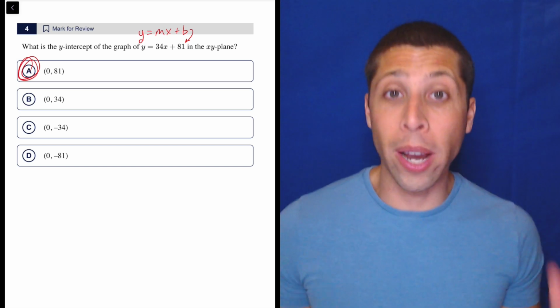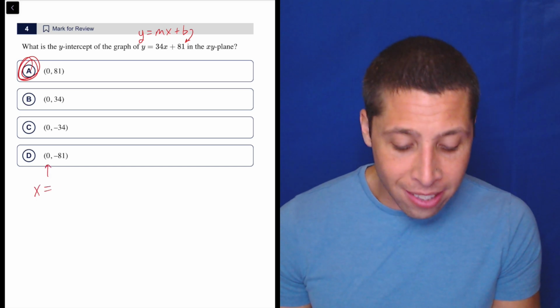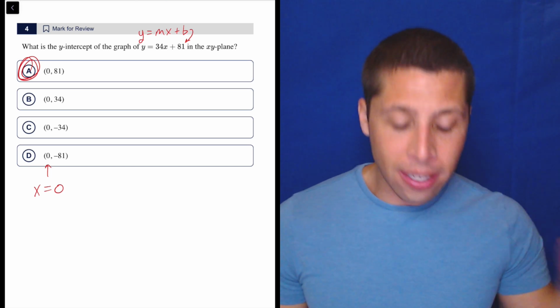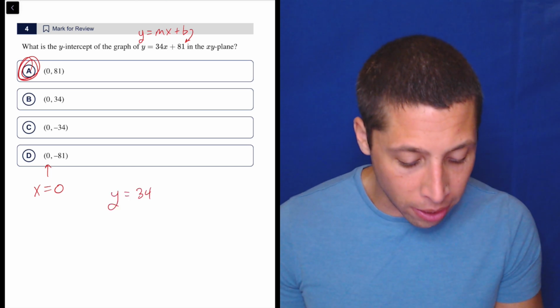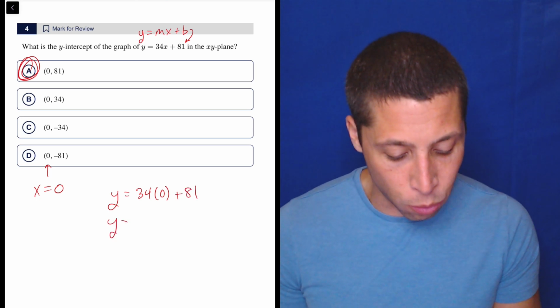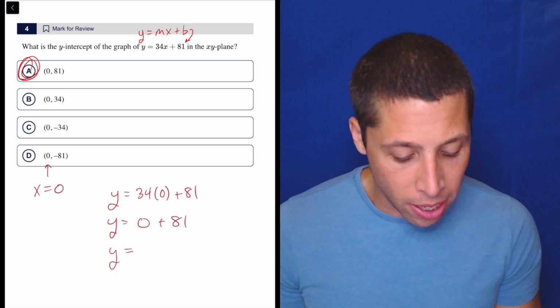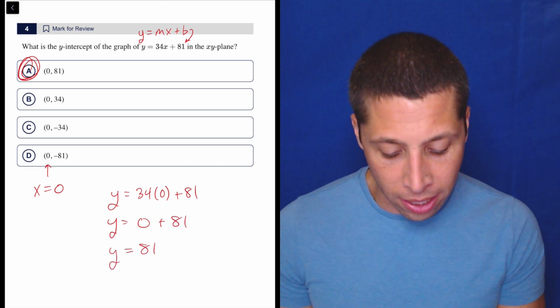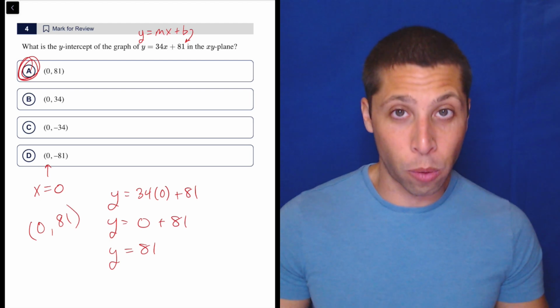So the foolproof way to always find a y-intercept is to recognize that x is going to be equal to 0. So anytime you want to find a y-intercept, take your equation, no matter how it's written, and plug in 0 for x and simplify it, right? So in this case, 35 times 0 is 0, 81 plus 0 is 81. So what this is telling us is that when we plug in 0 for x, 81 is our value of y, that is our y-intercept.